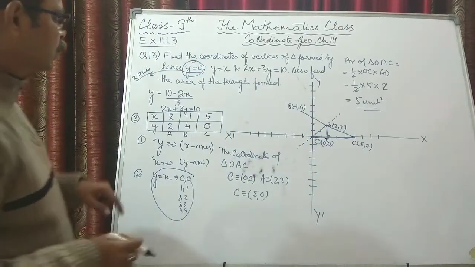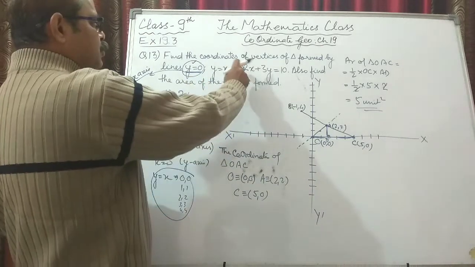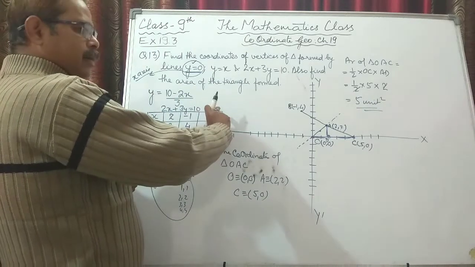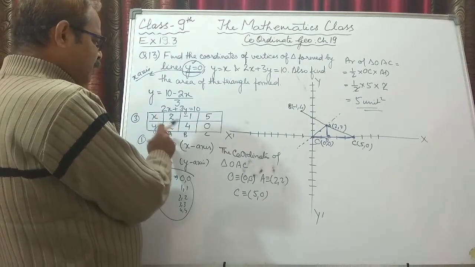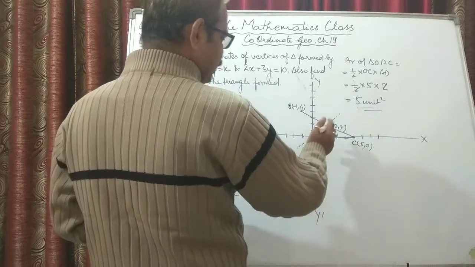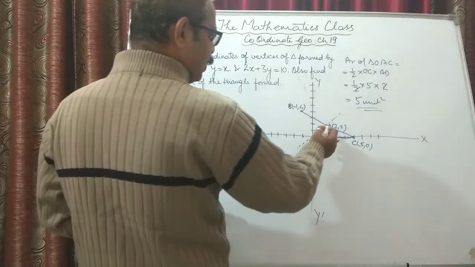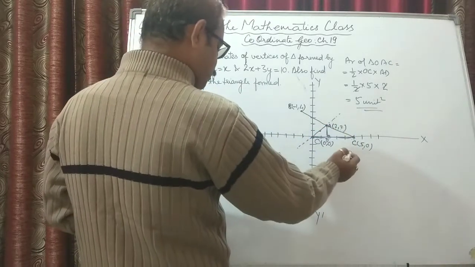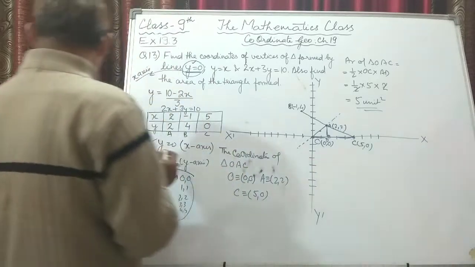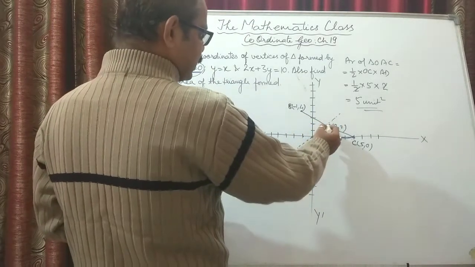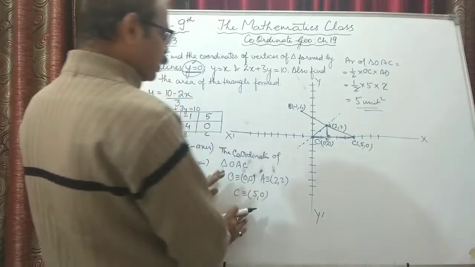Now the third line was 2x plus 3y is equal to 10. So for this we drew the table, and we calculated and got three points A, B and C. Now these points have been mentioned. We got the triangle OAC. The points are O is (0, 0), A is (2, 2) and C is (5, 0). Now we can see that A, O, C are the vertices and we got the points.